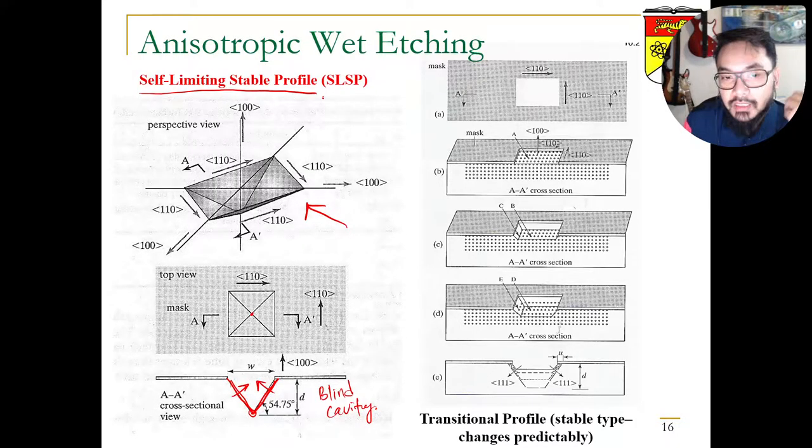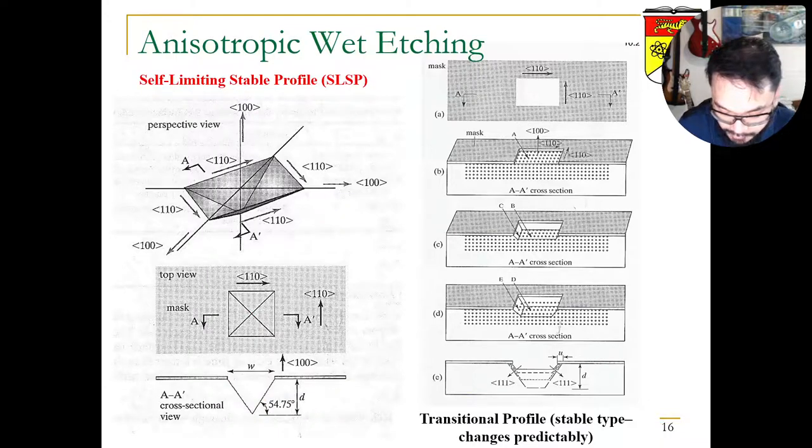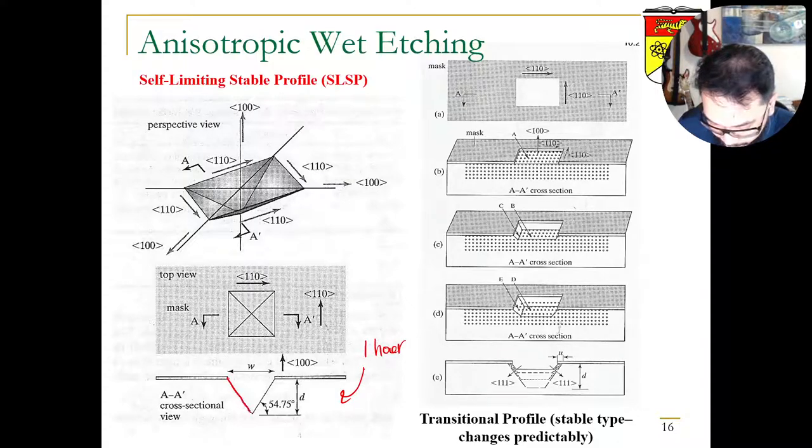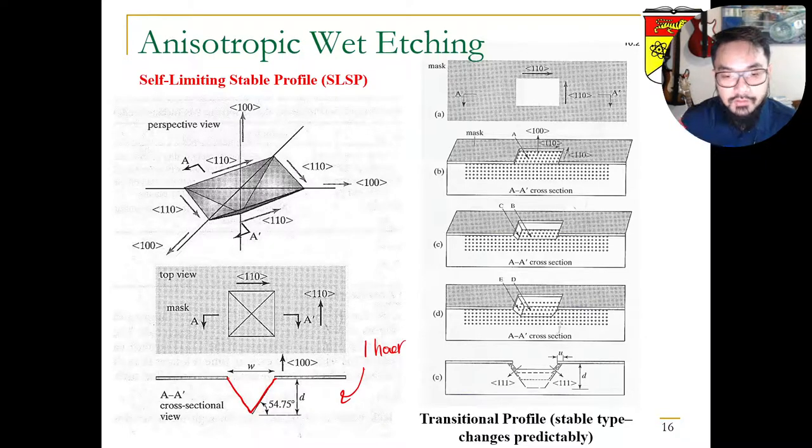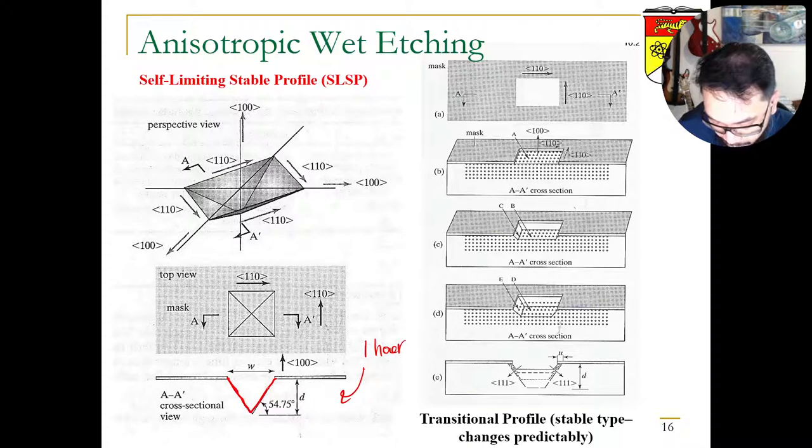Why is it self-limiting? Because the etch rate is limited by the structure itself, or by the substrate itself. So even if you put it inside the etchant for a longer time, no etching will take place, or further etching will take place really, really slowly. The etch profile will not change. For example, let's say you reach this blind cavity at 1 hour, and then you increase the etching time to 2 hours. You will see that the etch profile is still the same shape like this, but maybe slightly deeper, where you have slight undercutting here and here.